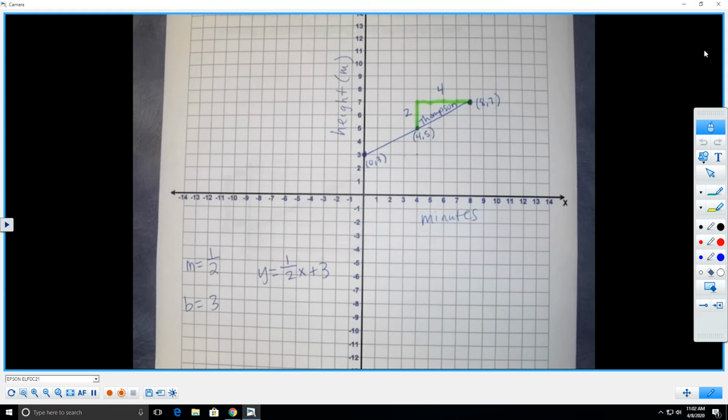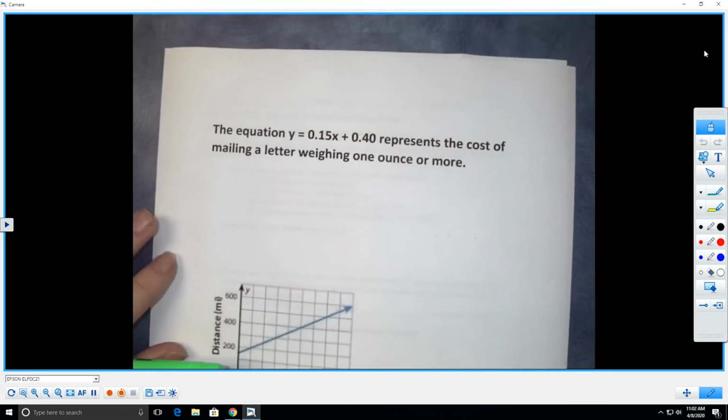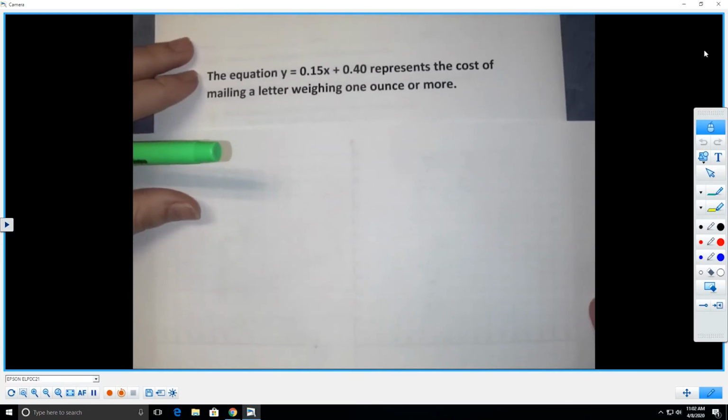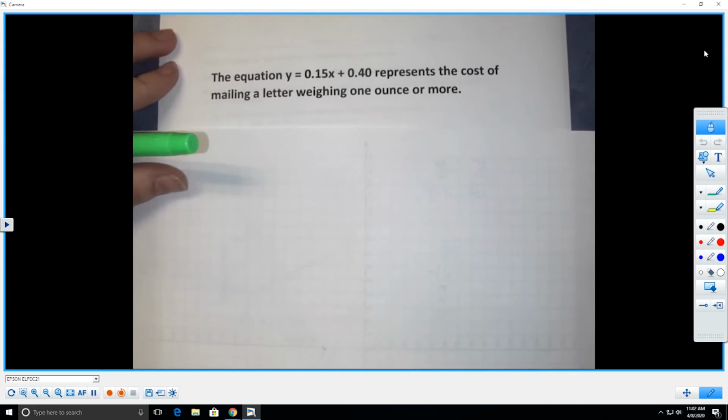Okay, let's think of a couple more. Here's a shorter one first. Let's just think through this. So the equation 0.15x plus 0.40 represents the cost of mailing a letter weighing 1 ounce or more. In the equation, which part of that description is represented by x?